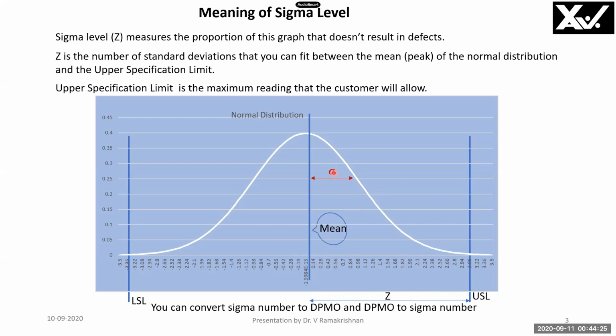Suppose sigma is equal to 10 units. And the distance between mean and the upper specification limit is 100. So 100 by 10 is 10. So Z value, sigma level, is 10. If the distance between mean and the upper specification limit is 25, and sigma is 5, then 25 by 5 is the Z value, which is 5. Okay. So the distance between mean and upper specification limit divided by the standard deviation gives you the Z value, sigma level, right?